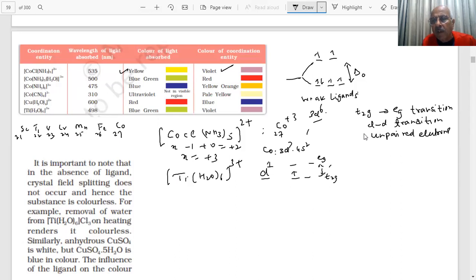So what will happen? The t2g to eg transition will take place. There is one electron, one unpaired electron. Therefore, it absorbs light. What color is absorbed? Blue, green, violet. So you can see the complementary color being observed in this case. So this compound is colored due to transition of the electron from t2g to eg.